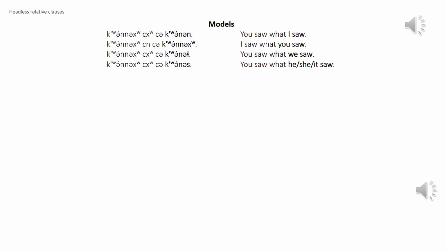Again, these are called headless relative clauses because the head is unstated. In English, there are various ways of translating these. The first model could be translated, you saw that which I saw, or you saw the one I saw, as well as you saw what I saw. These are fairly common in Klallam. Note again that just as with the other relative clauses, these headless relative clauses can be the subject of an intransitive verb or the object of a transitive verb or the object of the preposition. These cannot be the subject of a transitive verb.